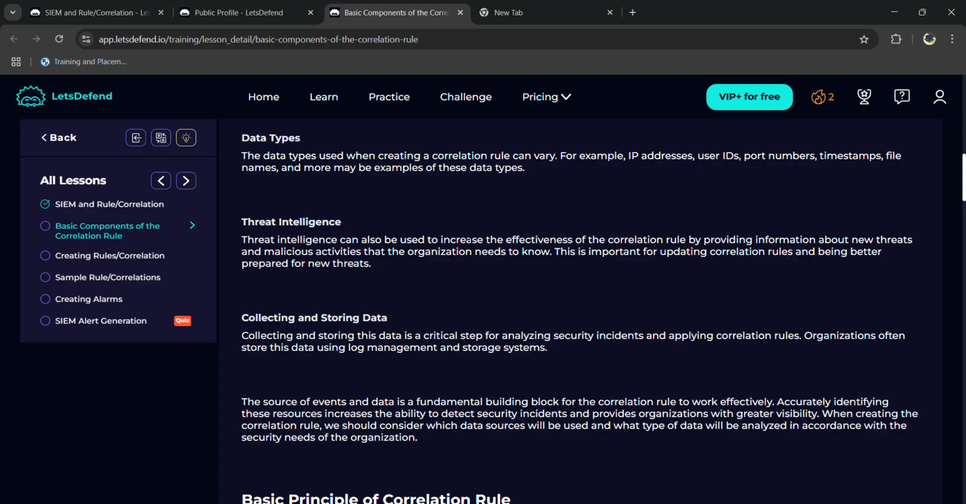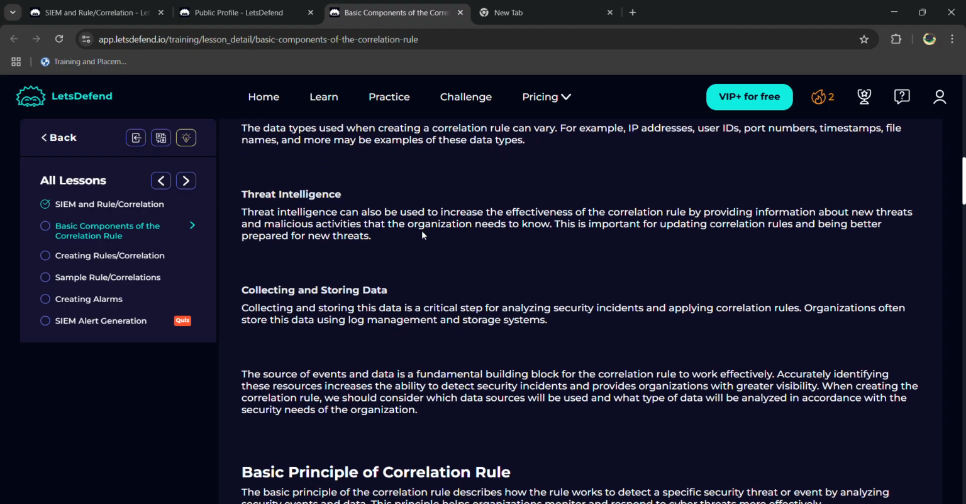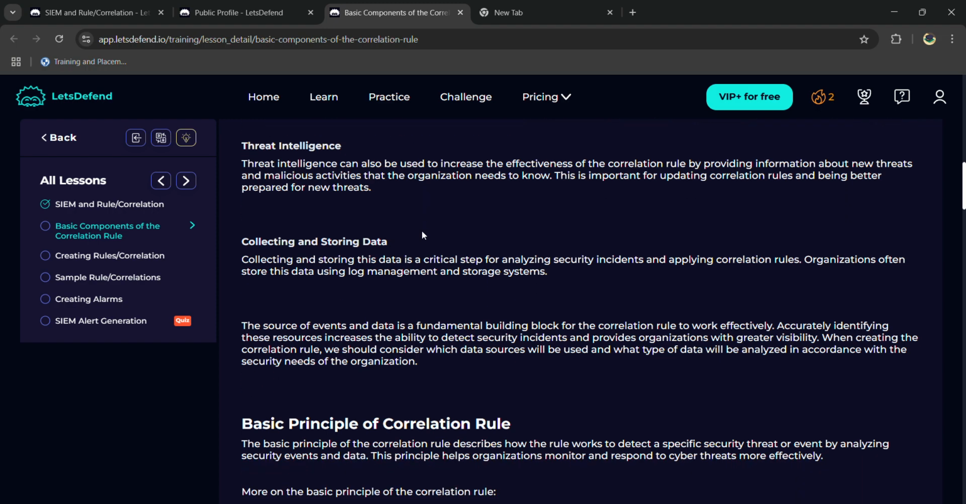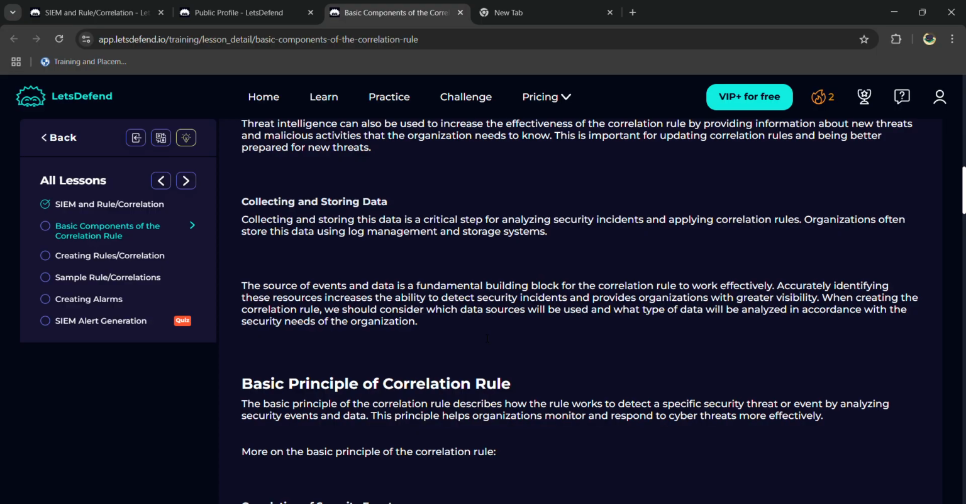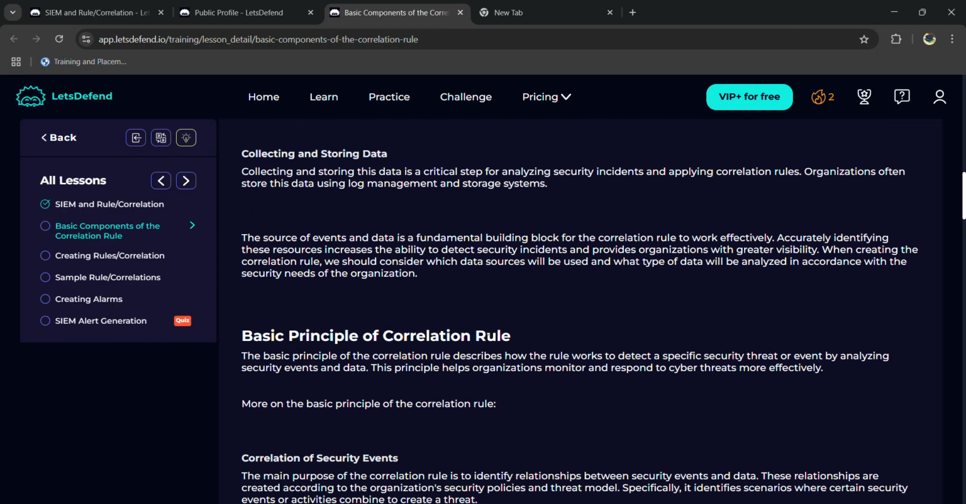The data types used when creating a correlation rule can also vary. For example, IP addresses, user IDs, port numbers, timestamps, file names, and more may be examples of these data types. Next is threat intelligence. Threat intelligence can also be used to increase the effectiveness of the correlation rule by providing information about new threats and malicious activities that the organization needs to know.